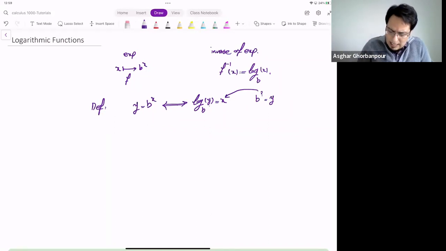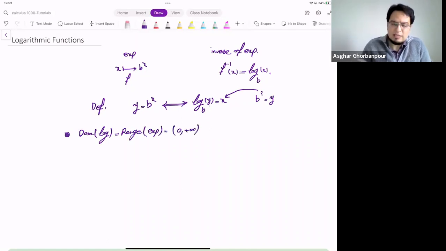Okay, what else do we know about the log function? Well, we know that the domain of any function is the range of its inverse, yes, but the inverse of log is the exponential function, and the range of the exponential function we know is 0 to plus infinity.